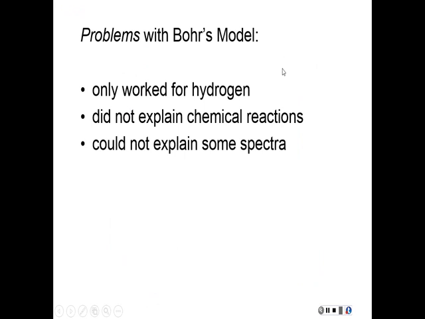Now, Bohr's model worked fine for hydrogen, but that was pretty much the only atom it worked for. He even came up with an equation that allowed it to predict the energy, which was great, but there were an awful lot of other elements out there where it didn't work. We also had the fact that he couldn't explain why chemical reactions took place. He could not explain some spectra. It also couldn't explain why some positive ions had the charges that they did.